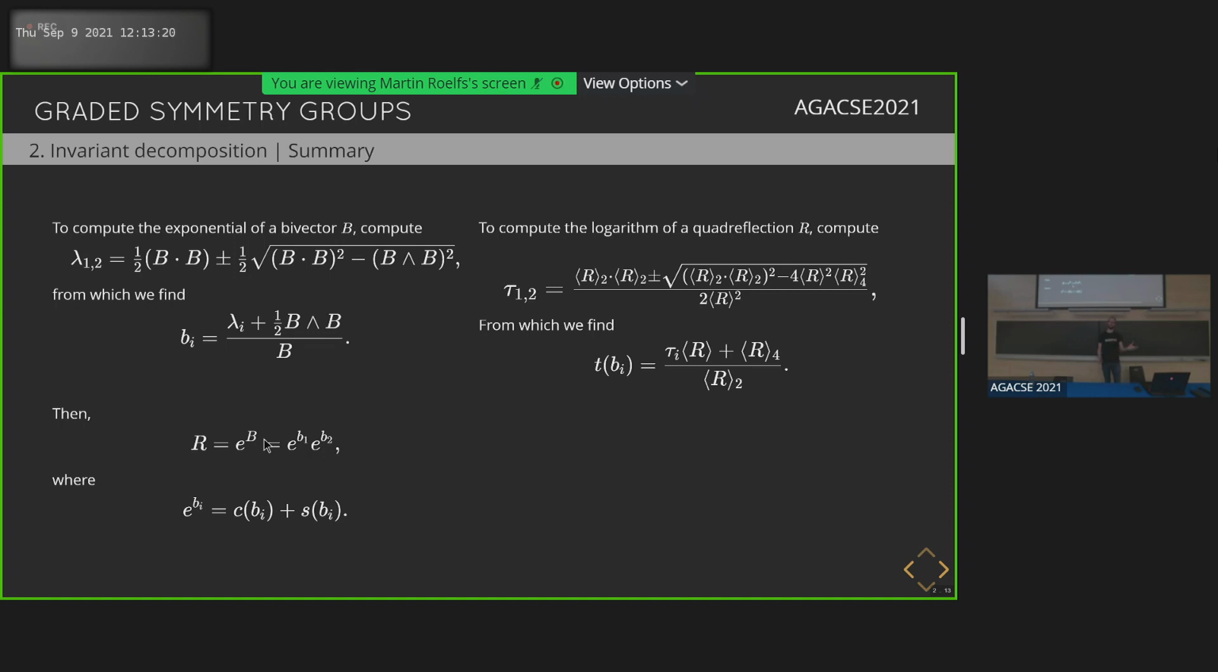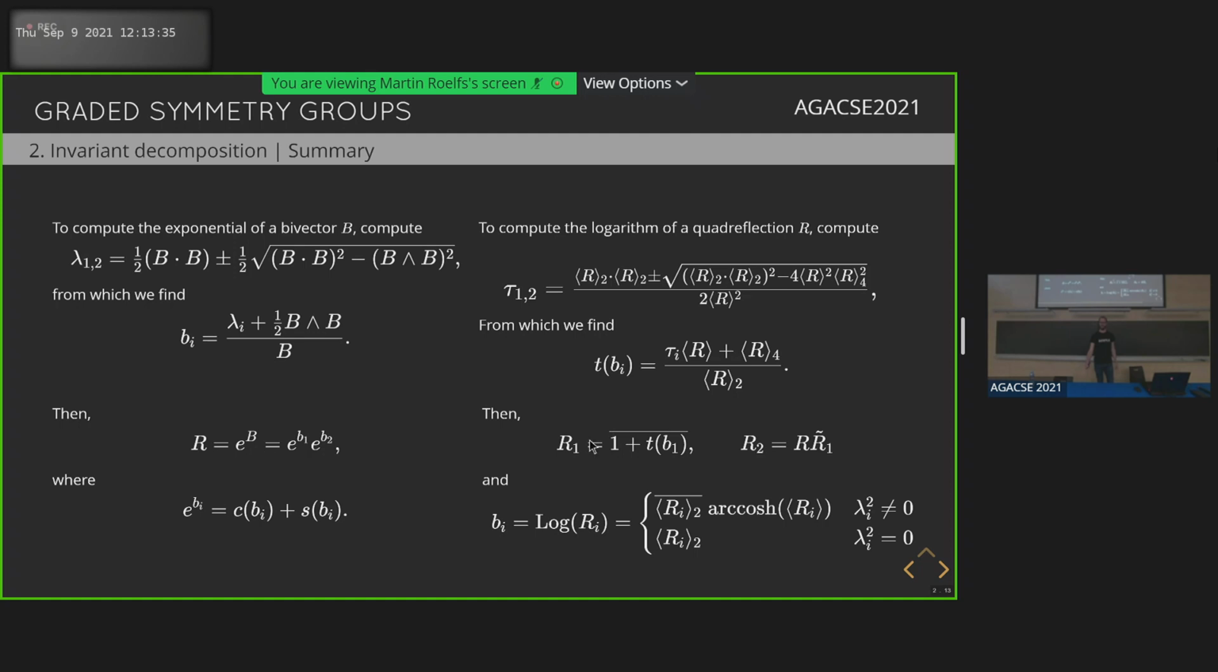And to compute the logarithm of a quad reflection in a four-dimensional subspace, we just compute the tangent decomposition first. And once I have these simple tangents, I know that my first rotor is 1 plus tangent of 1, and the other one is obtained straightforwardly. And then, as we discussed in the very beginning, the logarithm of a simple rotor is given by this simple equation.